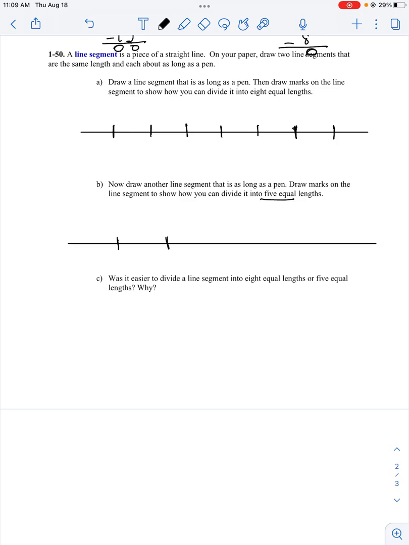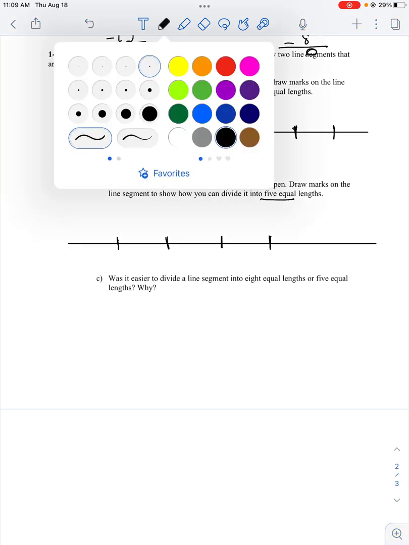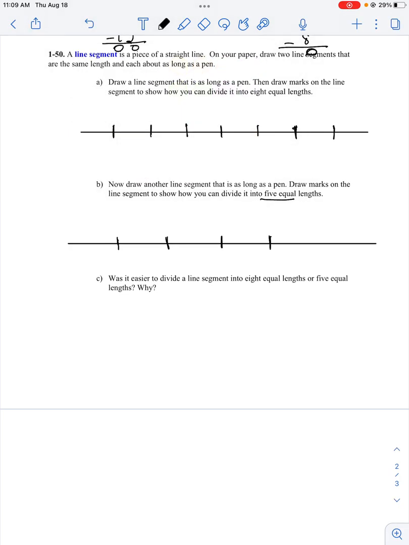So there's 2, 3, 4, 5. Now that's not equal, right? So I'm going to actually, on my end, erase part of my line. To make it equal, because now it's equal.